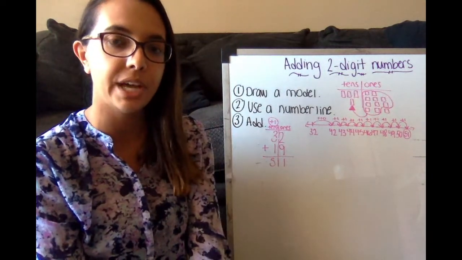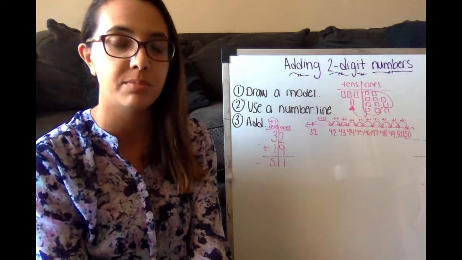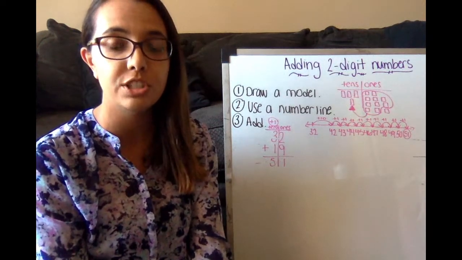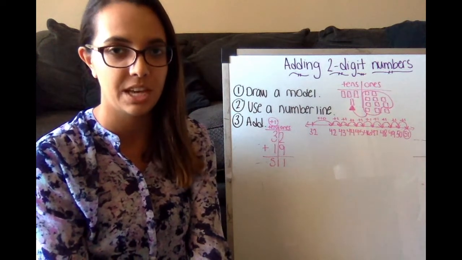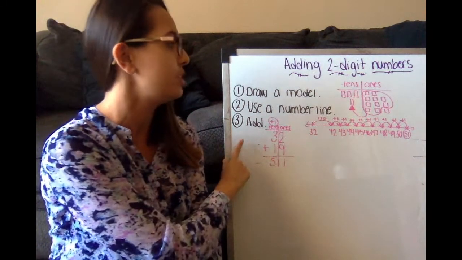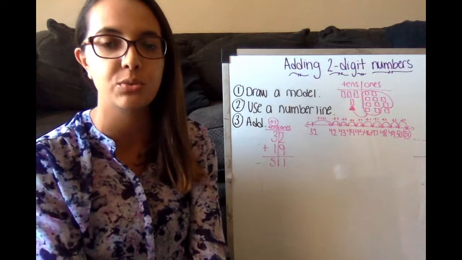What you're going to do now is do 5 different problems, adding 2 2-digit numbers together and seeing if you need to make a 10 in order to add them together. And remember, you can use these 3 different strategies in order to do so, okay?